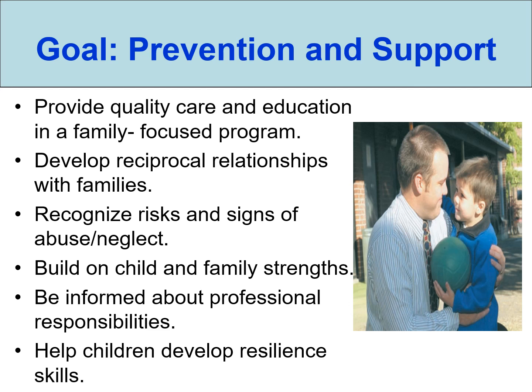So our goal in regards to child abuse and neglect is prevention, because once child abuse and neglect has happened, you can't go back. There can be physiological and cognitive issues that we cannot intervene for. And so: provide quality care and education in a family-focused program, develop reciprocal relationships with families, recognize risks and signs of abuse and neglect, build on child and family strengths, be informed about professional responsibilities, and help children develop resiliency skills.